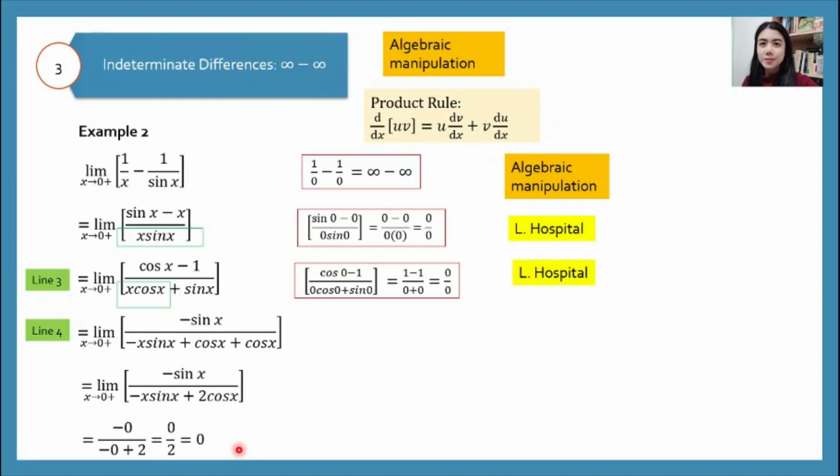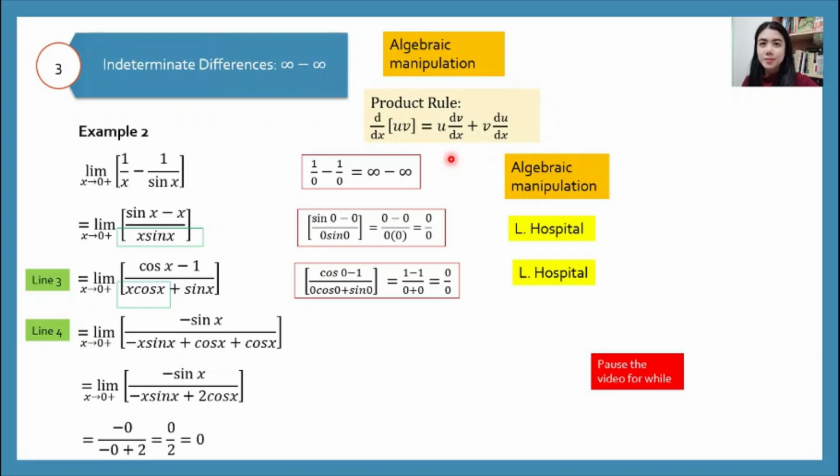So I want you to try to get line number 3 and line number 4 by yourself. Pause this video for a while and see whether you can get line number 3 and number 4 by using the product rule.